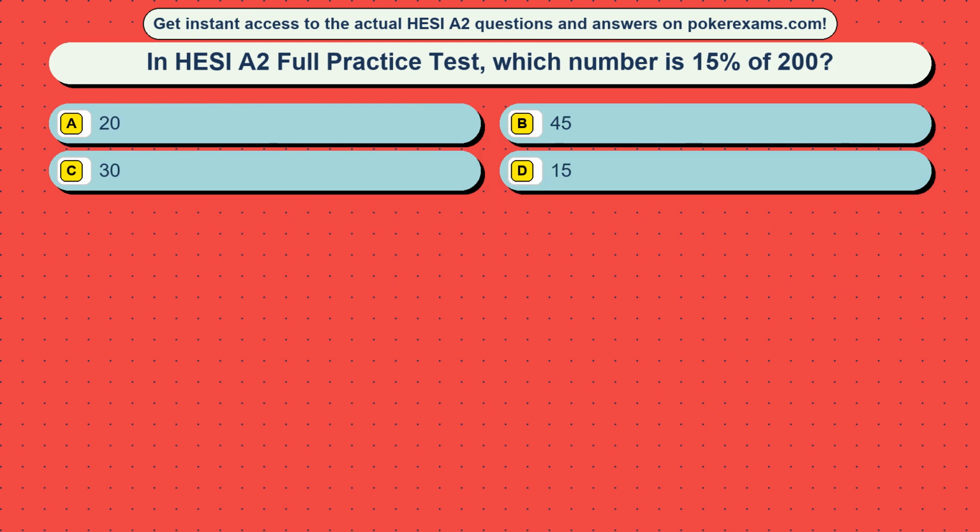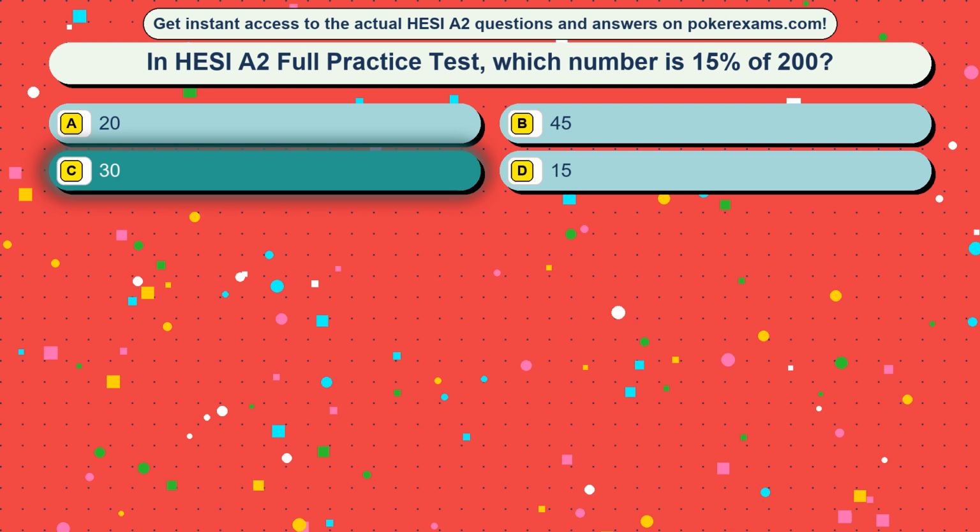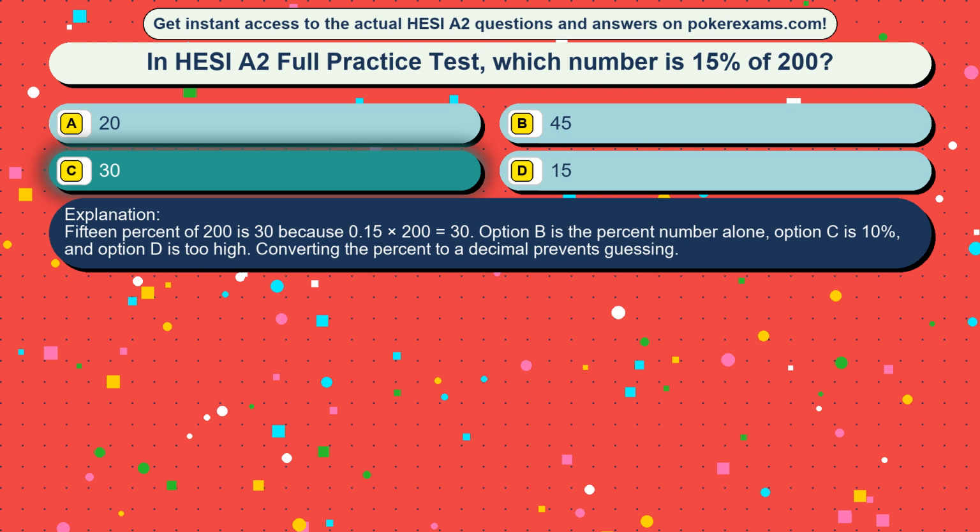Question 23. In HESI A2 full practice test, which number is 15% of 200? Option A, 20. Option B, 45. Option C, 30. Option D, 15. The correct answer is option C, 30. 15% of 200 is 30 because 0.15 times 200 equals 30. Option A is 10%, option B is too high, and option D is the percent number alone. Converting the percent to a decimal prevents guessing.